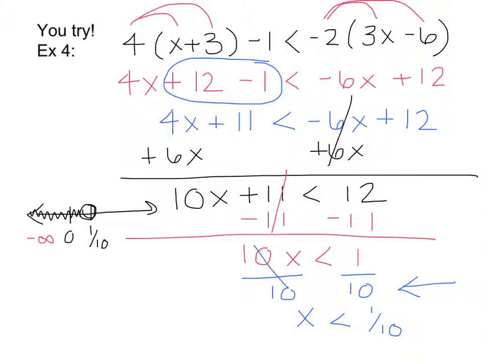Now let's practice our interval notation. Again, you always start on the left-hand side, and you have a graph there. So I write negative infinity, and it gets a parenthesis. Then my graph is going to stop when I get to 1/10, so that's my last number. Since it's just less than, it also gets a parenthesis as well.